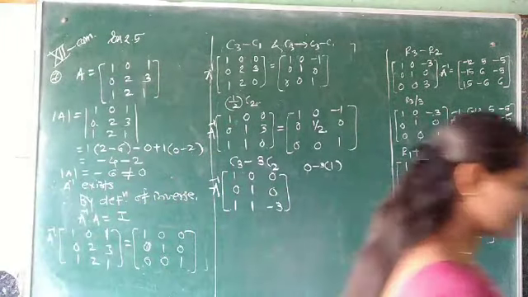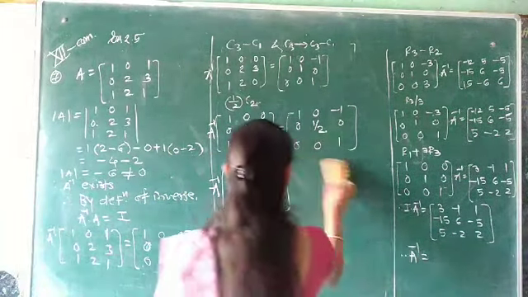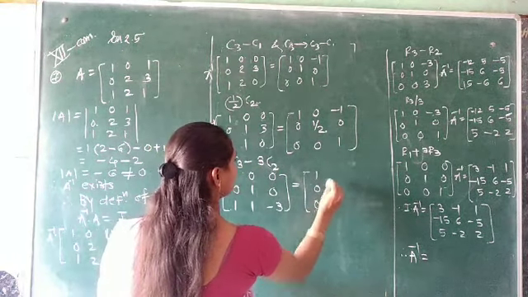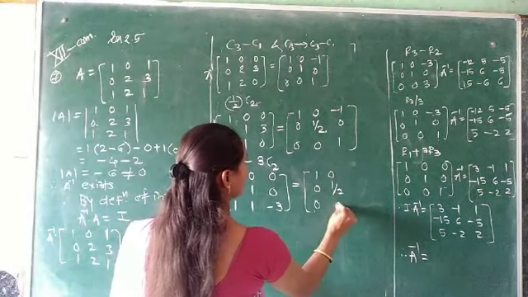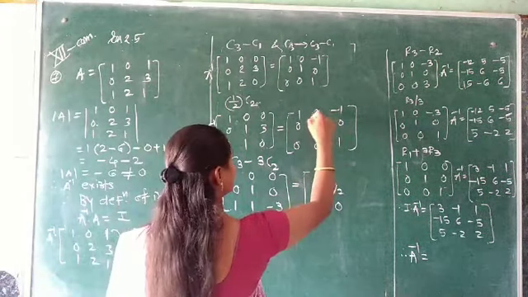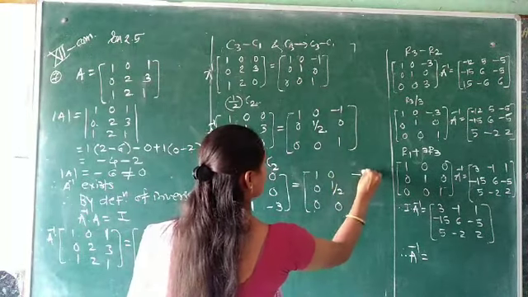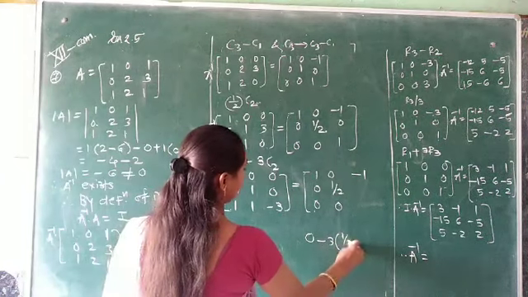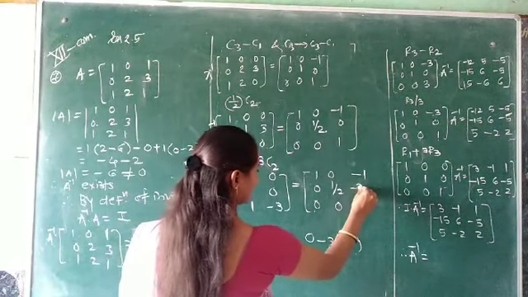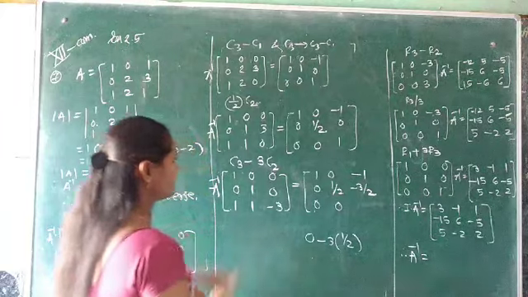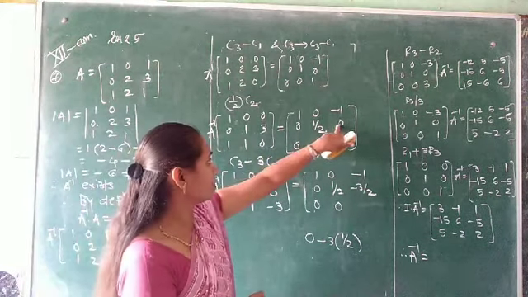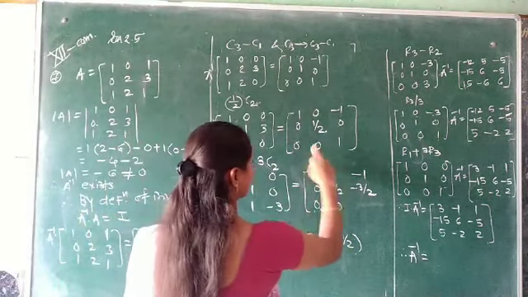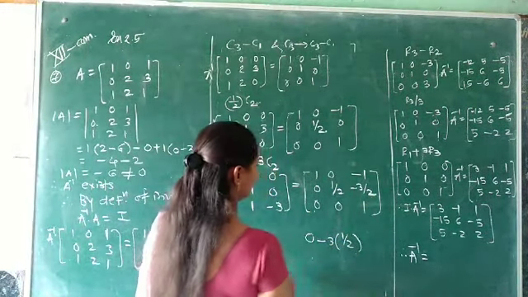A inverse is equal to 1 0 0, 0 1 half 0. Now see here, minus 1 minus 3 into 0, there is minus 1. Next 0 minus 3 into 1 by 2, so it is minus 3 by 2. So look at the elements carefully: 0 minus 3 into half, that is minus 3 by 2. Next here 1 minus, that is 1.